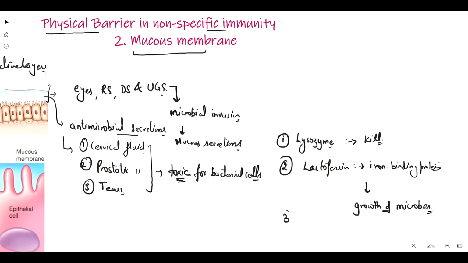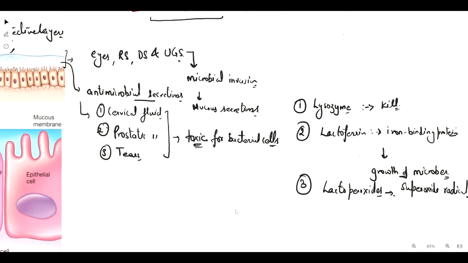Other than that, these secretions also contain lactoperoxidase, which catalyzes the production of superoxide radicals, which are toxic for the bacterial membranes.